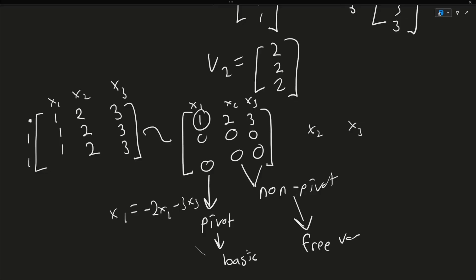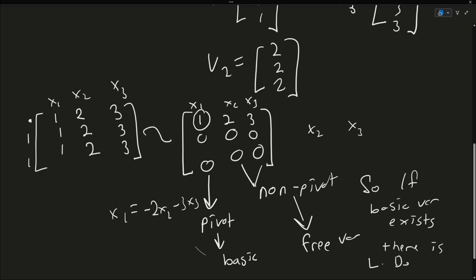Okay, and in the existence of a basic variable, we will have linear dependence. So if a basic variable exists, there is linear dependence.